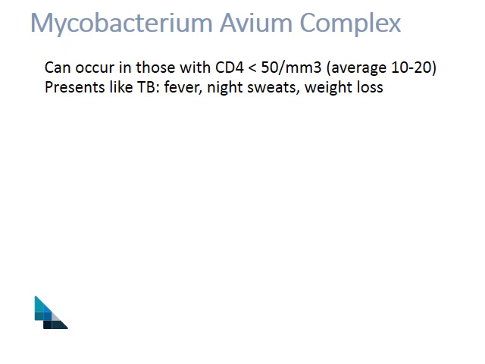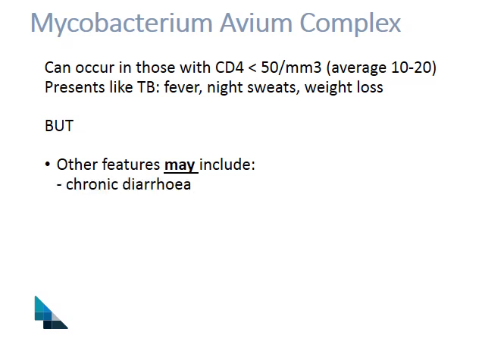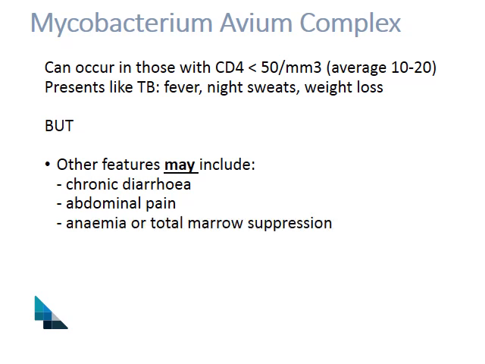And we see MAC in very low CD4 counts. And they've got the typical constitutional symptoms of TB, so fever, night sweats, weight loss, but there are other features that can make you suspicious. So they may have chronic diarrhea, quite a lot of abdominal symptoms. More typically, they'll have more abdominal symptoms than TB normally does.